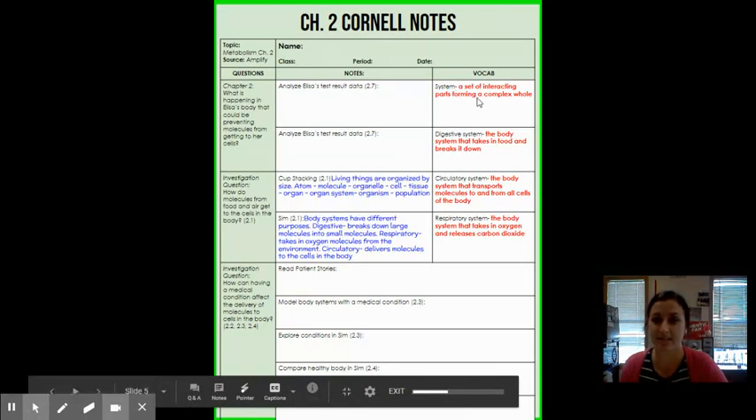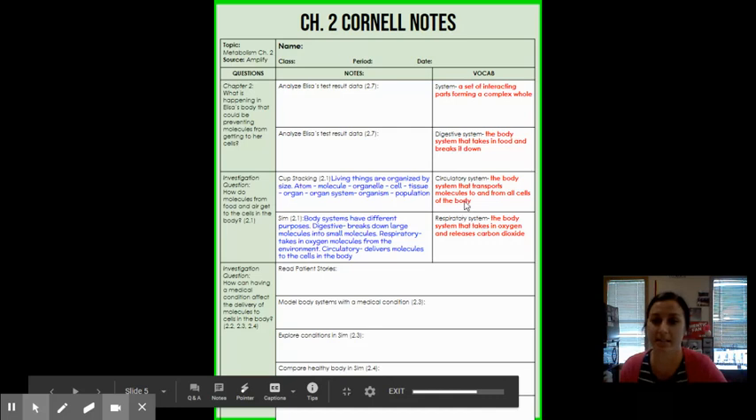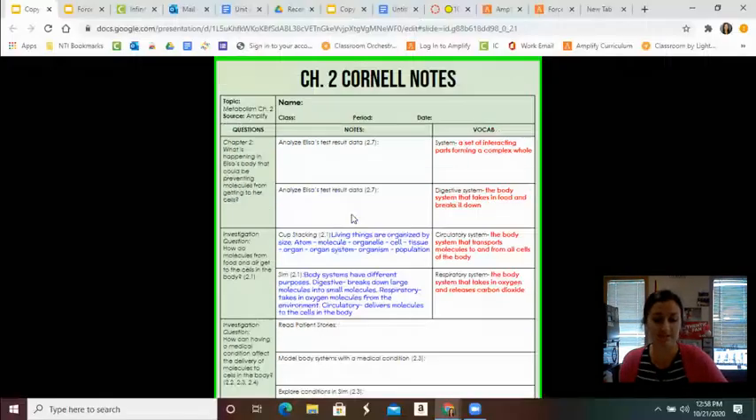We added system, which is a set of interacting parts forming a complex whole, so pieces working together to form a whole. Then digestive system is the body system that takes in food and breaks it down. Circulatory system is the body system that transports molecules to and from all cells of the body. And respiratory is the body system that takes in oxygen and releases carbon dioxide. You can pause the video and get those in your notebook.